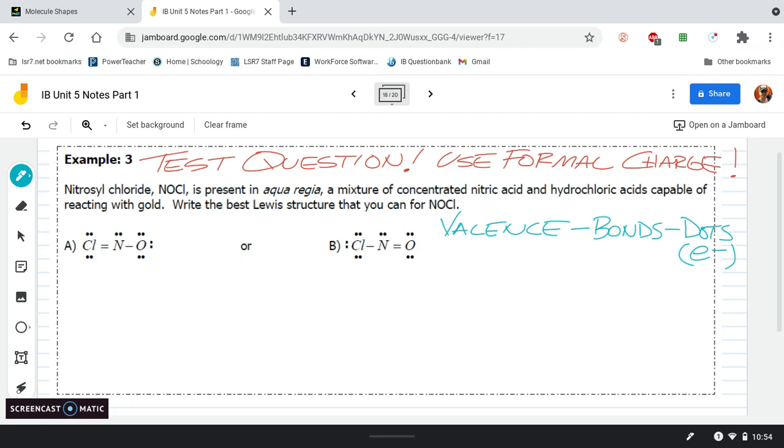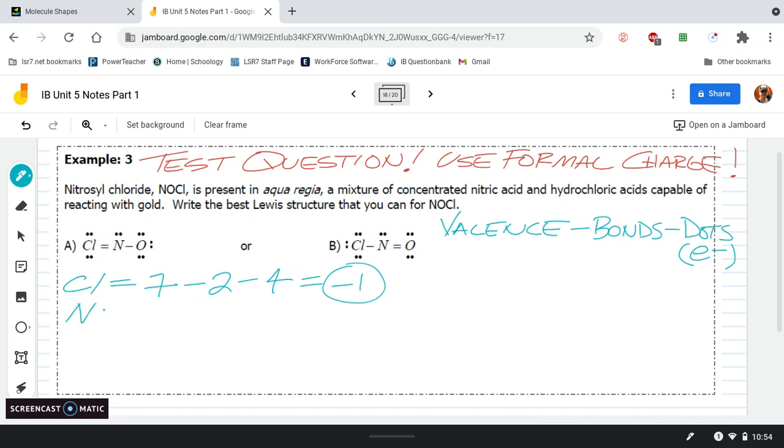So let's do the chlorine. And so that's going to be chlorine's valence is 7. It's in column 7A, minus the double bonds, so minus 2 bonds, and then minus 4 dots. And so 7 minus 2 minus 4, that is a negative 1.